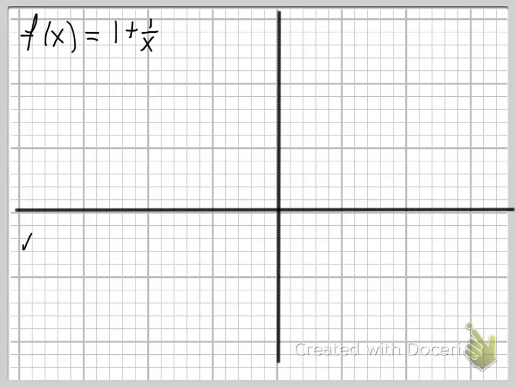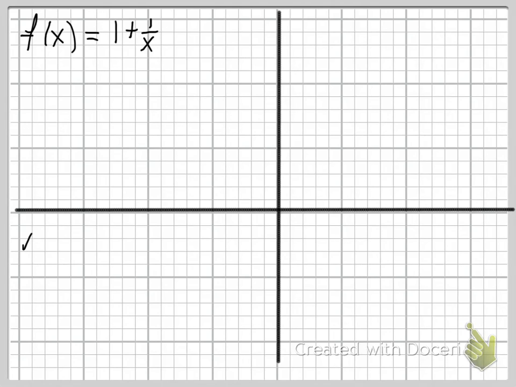Alright, in this video we're going to practice graphing some reciprocal functions with some transformations. So we're going to look at f of x equals 1 plus 1 over x. And in class we mentioned that you see that plus 1 in the front there, that's going to cause a shift of up 1 unit.